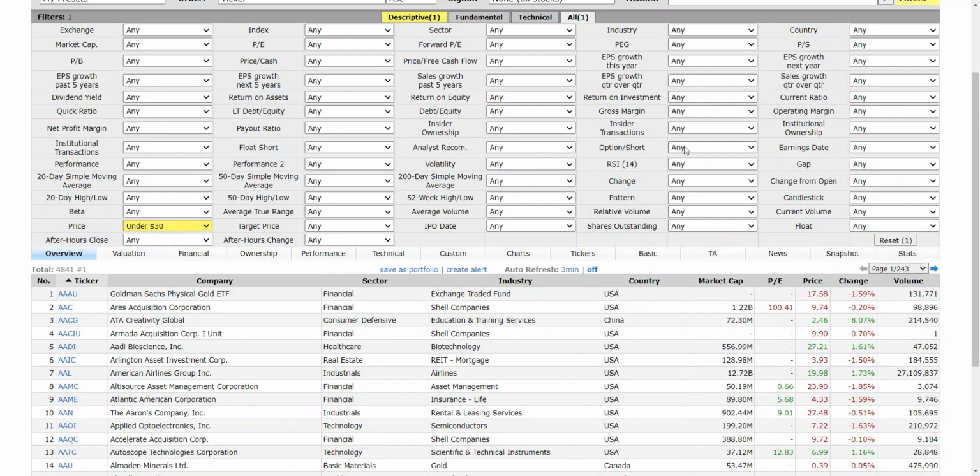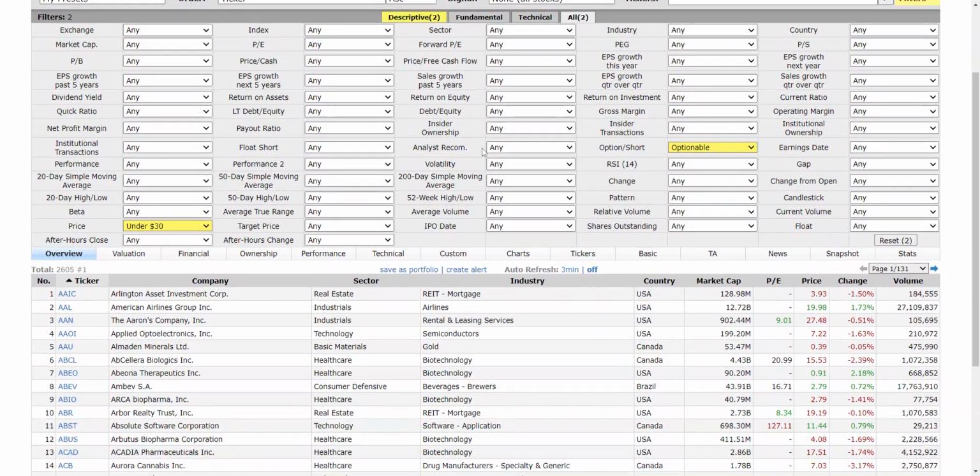Next thing will be the options and short. We want the stocks that are going to be optionable, because we're going to be playing with the options side of things. So this is going to be a screener for option trades, for the people who are trading options. So I'm going to go ahead and click that on the title too.